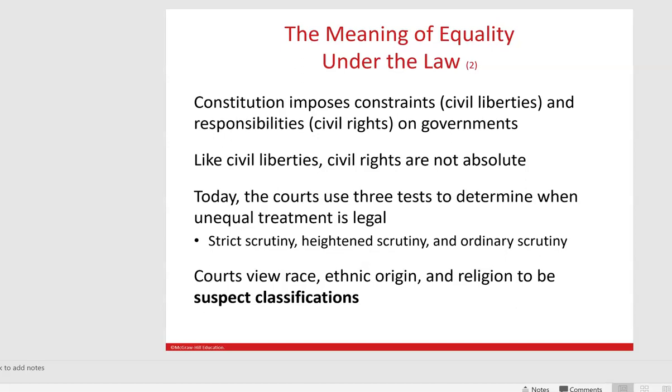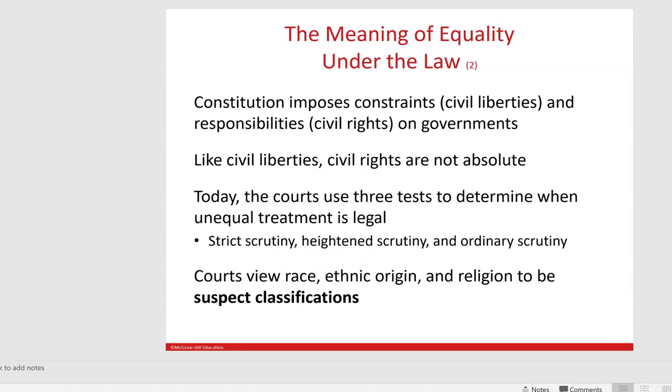The Constitution imposes constraints, which are civil liberties, and responsibilities, which are civil rights, on the government. Like civil liberties, civil rights are not absolute. Civil liberties are protections from the government. They are liberties that are given to our citizens that the government cannot constrain. On the other hand, civil rights are the responsibilities of government to be sure that our citizens are not discriminated against based on any of these inherent characteristics.